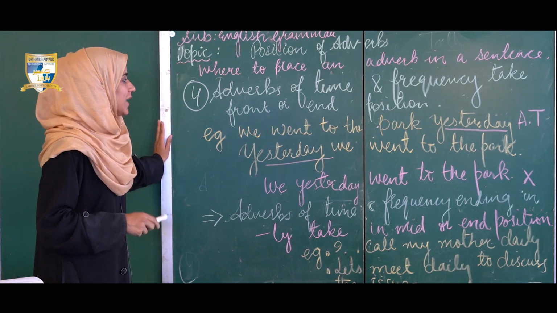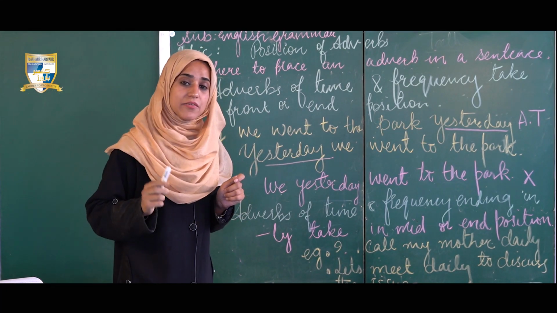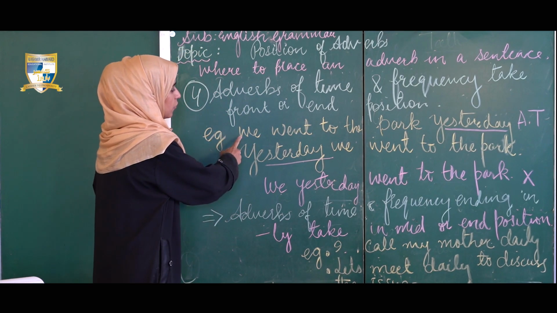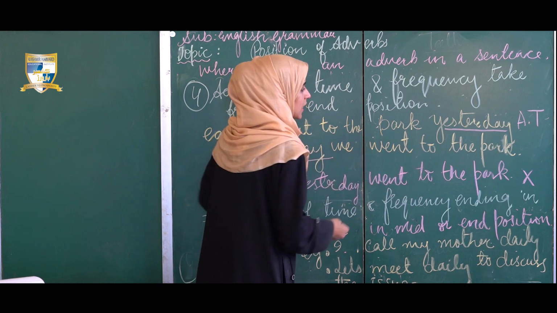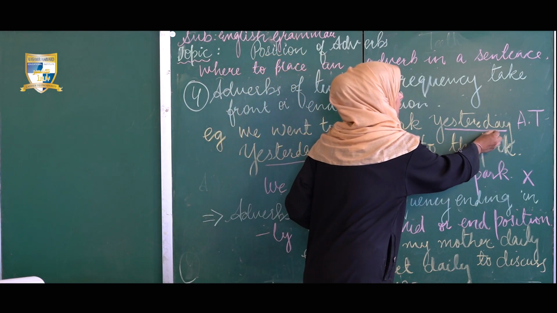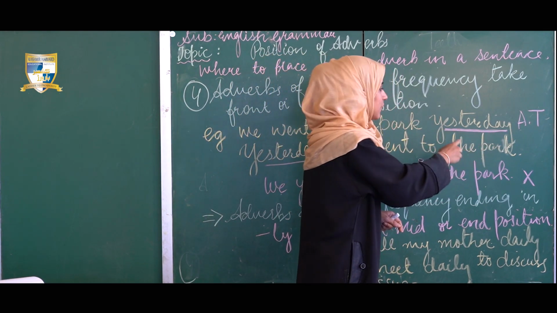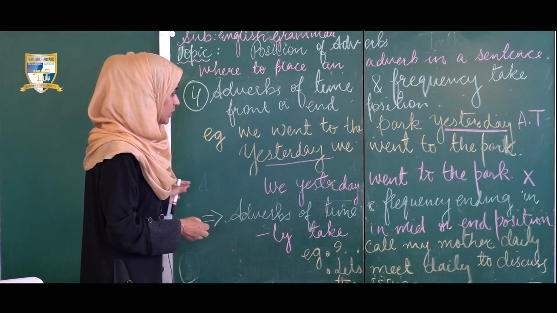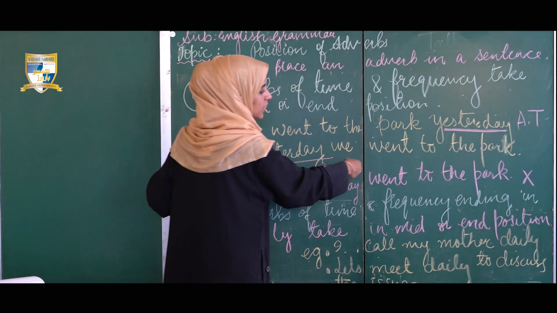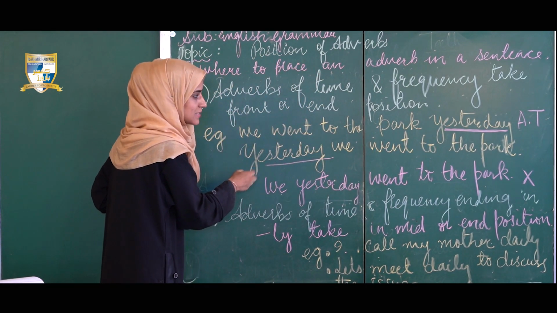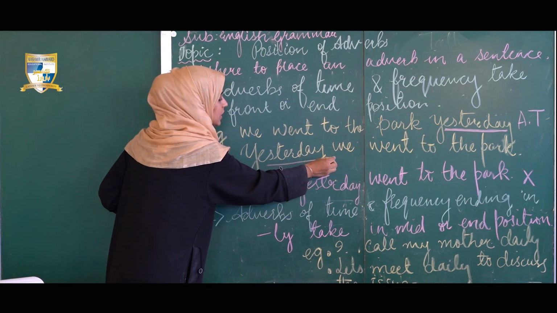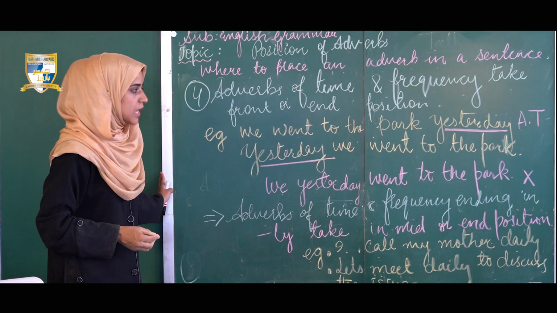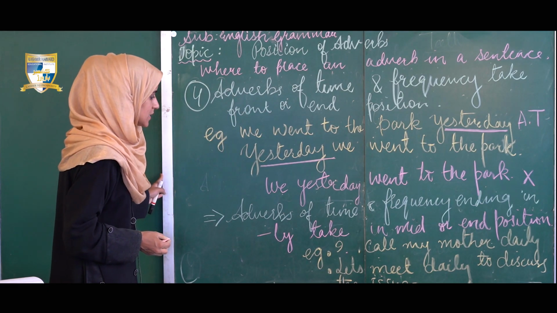Rule 4. Adverbs of time and frequency take either front or end position. Let's understand with an example. We went to the park yesterday. Here yesterday is an adverb of time and we are placing it at the end. Similarly, we can write it in this way: Yesterday we went to the park. Here again the same adverb of time, we are placing it in the front position, in the beginning. In both the cases, the sentence is correct.